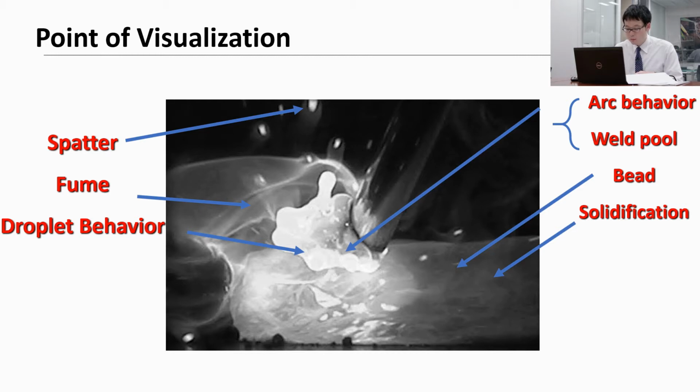Usually, the points of visualizing welding are sputter, fume, drop behavior, arc behavior, welding pool, and so on. By capturing the phenomena at these points during welding, it can be helpful to investigate the welding efficiency and the cause of defects.